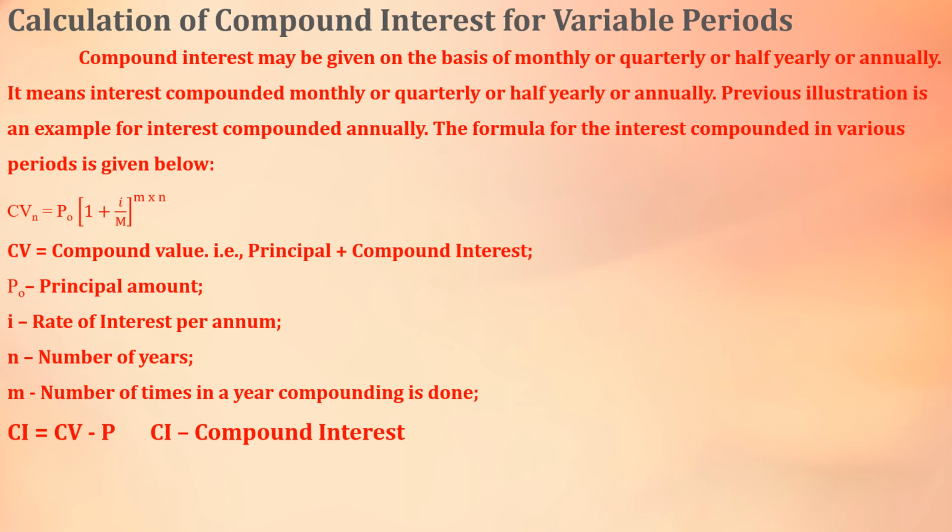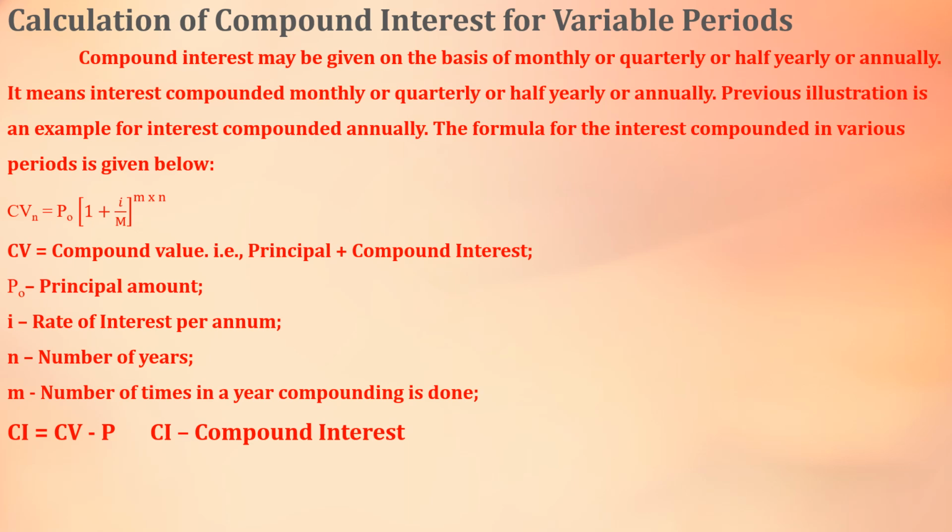Calculation of compound interest for variable periods. Compound interest may be given on the basis of monthly, quarterly, half-yearly or annually. It means interest compounded monthly, quarterly, half-yearly or annually. The previous illustration is an example of interest compounded annually. The formula for interest compounded in various periods is given below.